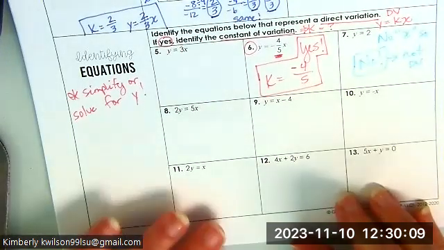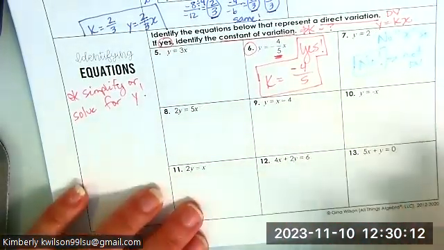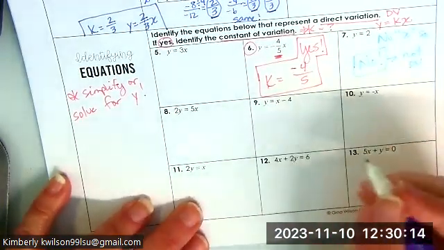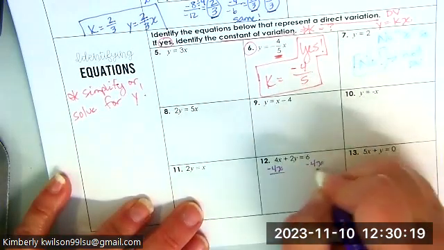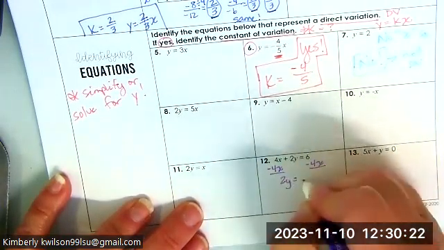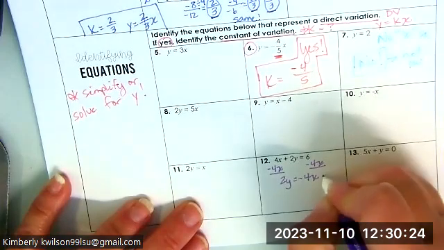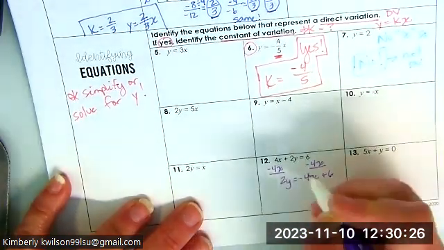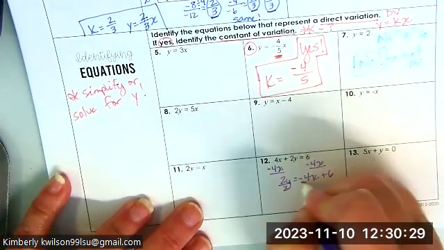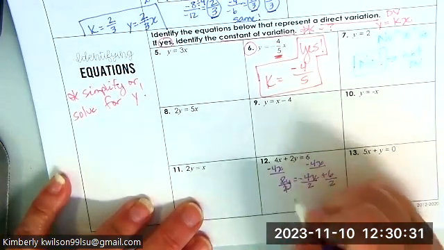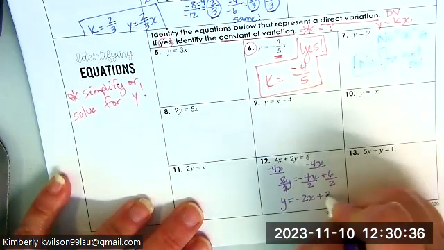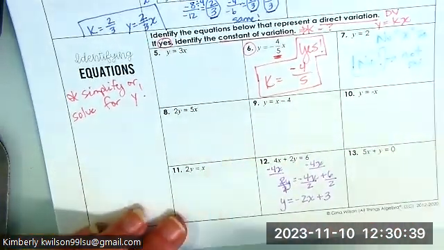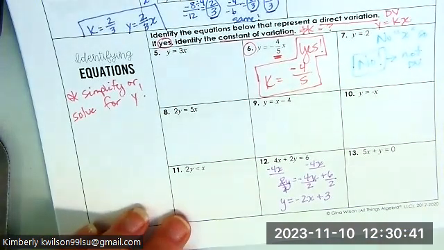A couple more from here. 12. There's a little bit more for this. It's not y equals by itself, so I first have to solve for y. So I'm going to subtract 4x from both sides, and we get 2y equals negative 4x plus 6. Y is not by itself yet, so I divide by 2 to everything, and I get y equals negative 2x plus 3.